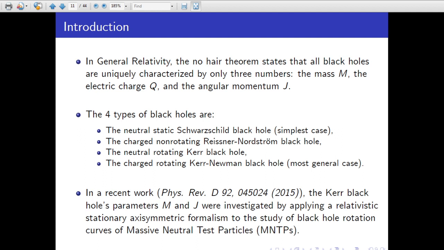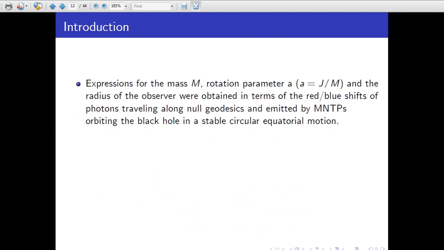In recent work published in Physical Review in 2015, the Kerr black hole parameters M and G were investigated by applying the relativistic stationary axisymmetric formalism to study black hole rotation curves of massive neutral test particles, MNTPs. In that work, expressions for the mass M, the rotation parameter a, and the radius of the observer were obtained in terms of red-blue shifts of photons traveling along null geodesics and emitted by massive neutral test particles orbiting the black hole in a stable circular equatorial motion.